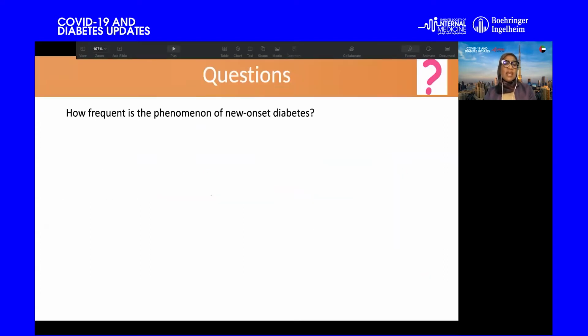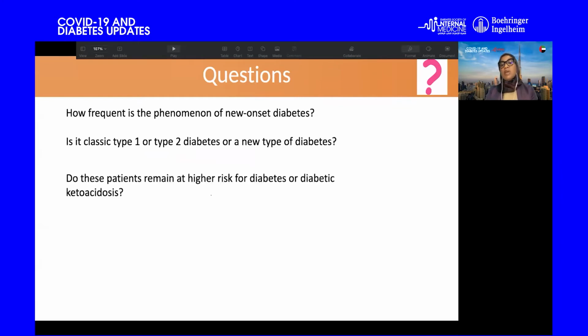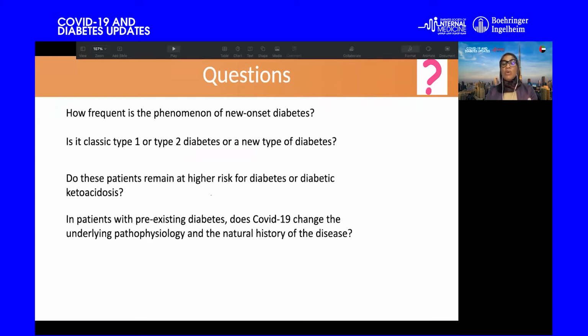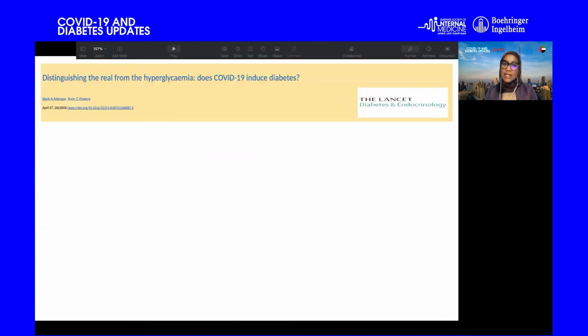So the questions then are, how frequent is this phenomenon of new onset diabetes? Is it classic type 1 or type 2, or is it a new type of diabetes? Do these patients remain at a higher risk for diabetes or diabetic ketoacidosis? And in those with pre-existing diabetes, does COVID-19 change the underlying pathophysiology and the natural history of the disease?